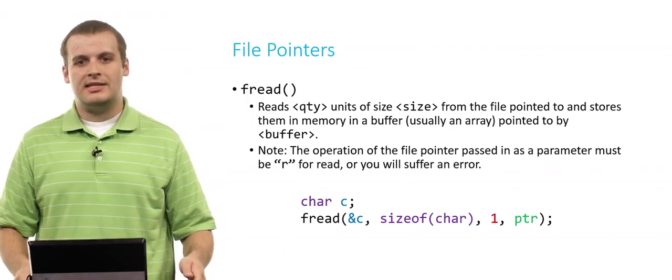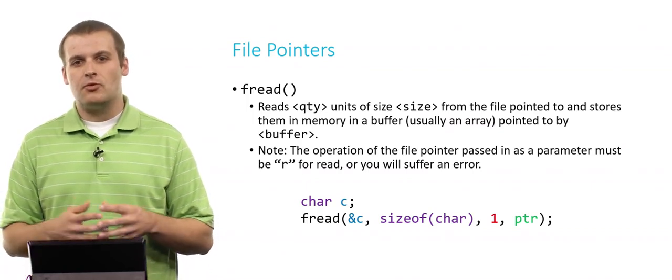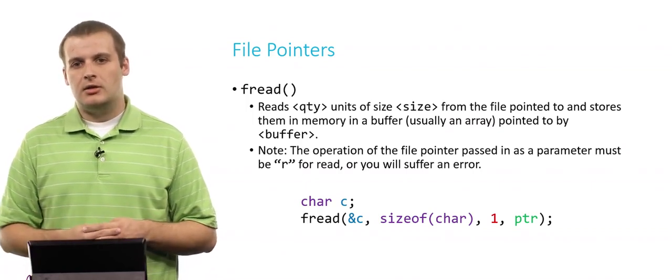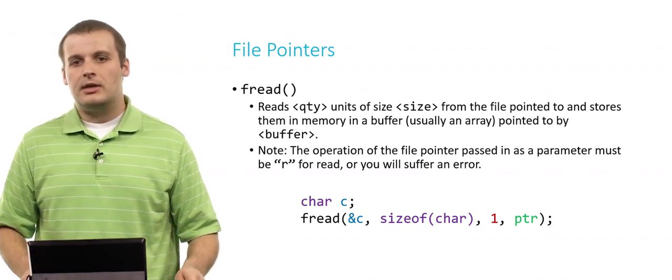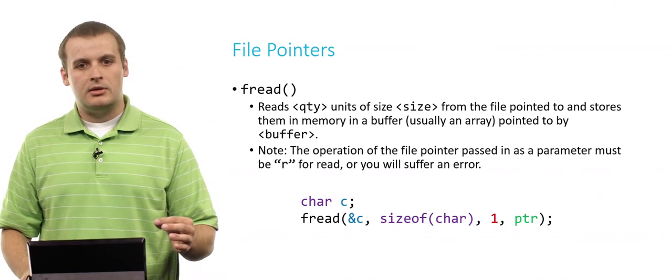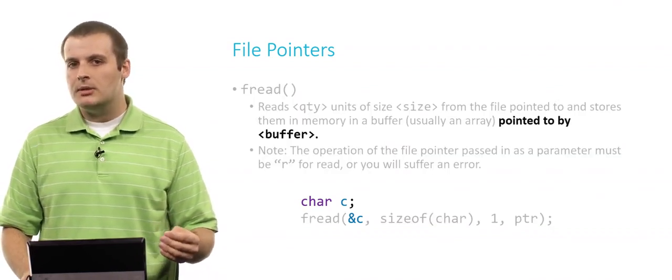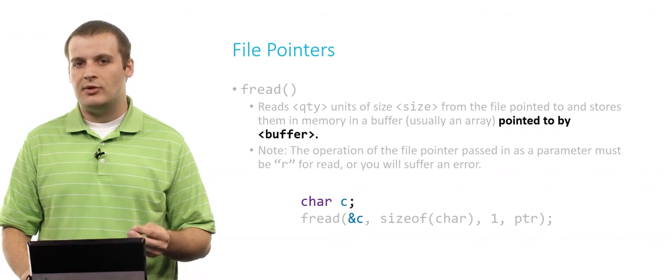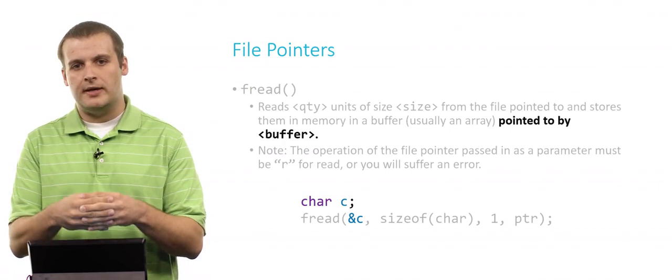In this case, we're just trying to get one character from the file. And we don't need an array to hold a character. We can just store it in a character variable. The catch, though, is that when we just have a variable, we need to pass in the address of that variable, because recall that the first argument to fread is a pointer to the location in memory where we want to store the information.